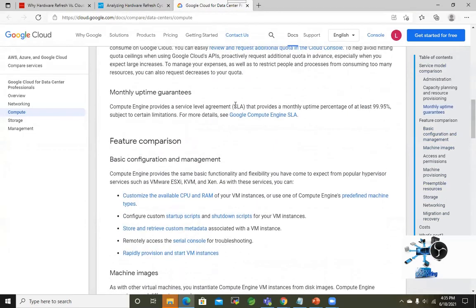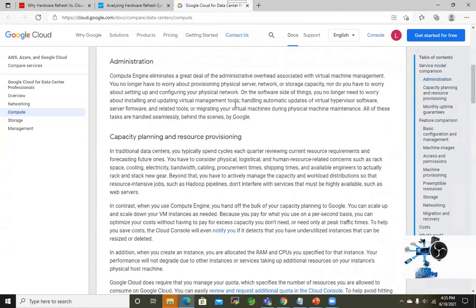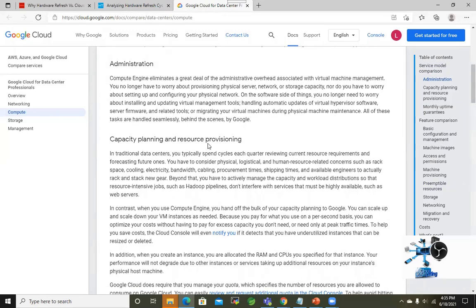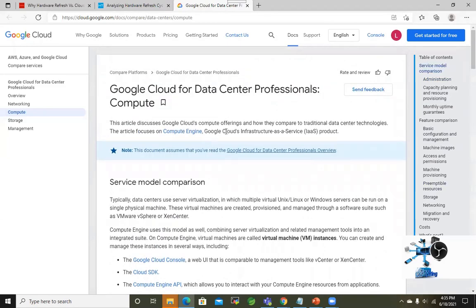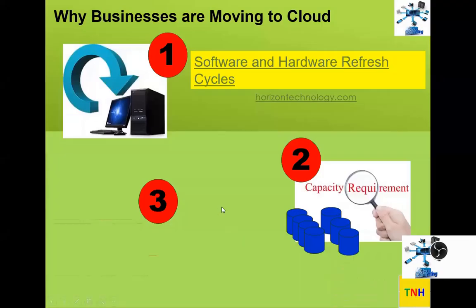Again, you can go through these resources, right? Capacity includes resource enhancement. That's what capacity planning and resource provisioning are. So just go through it as a reference for this particular point, right? All right, so let's go to the next one.